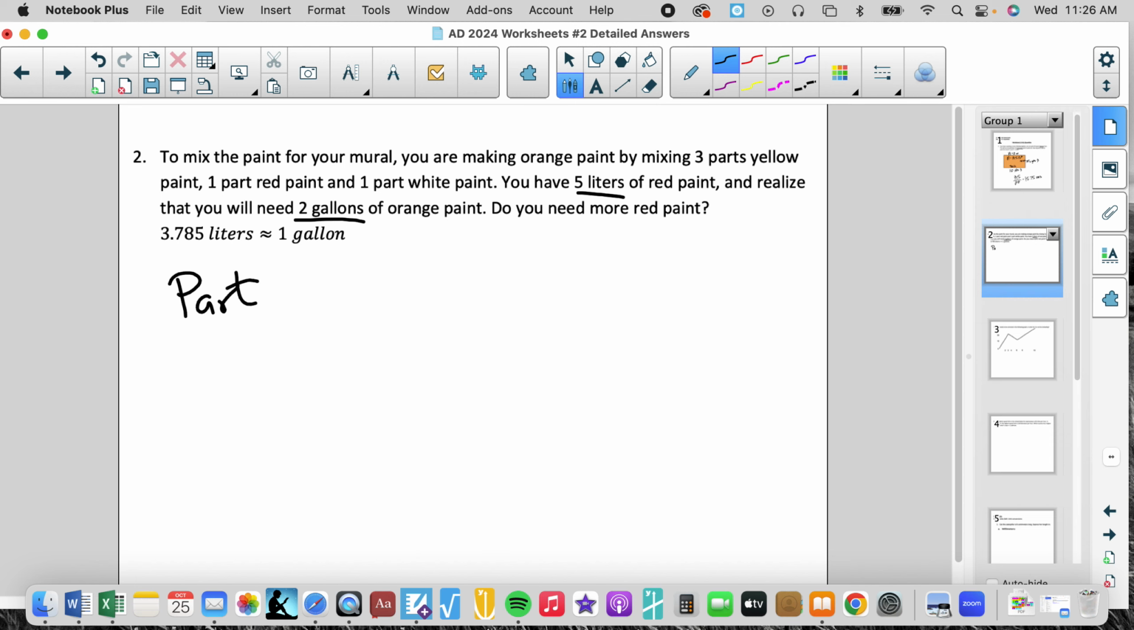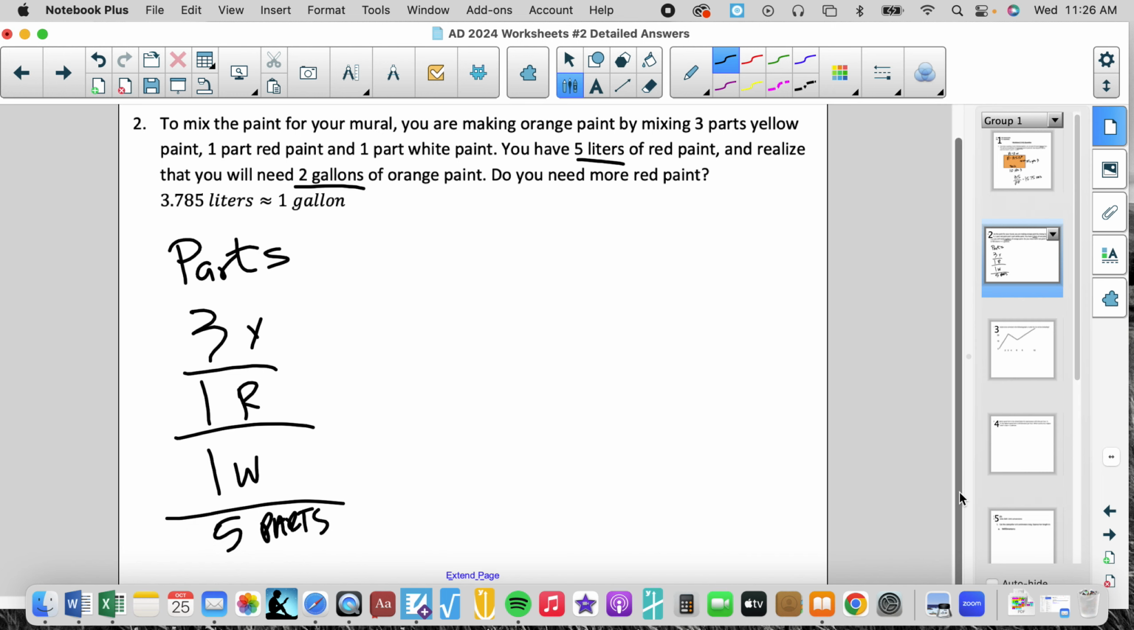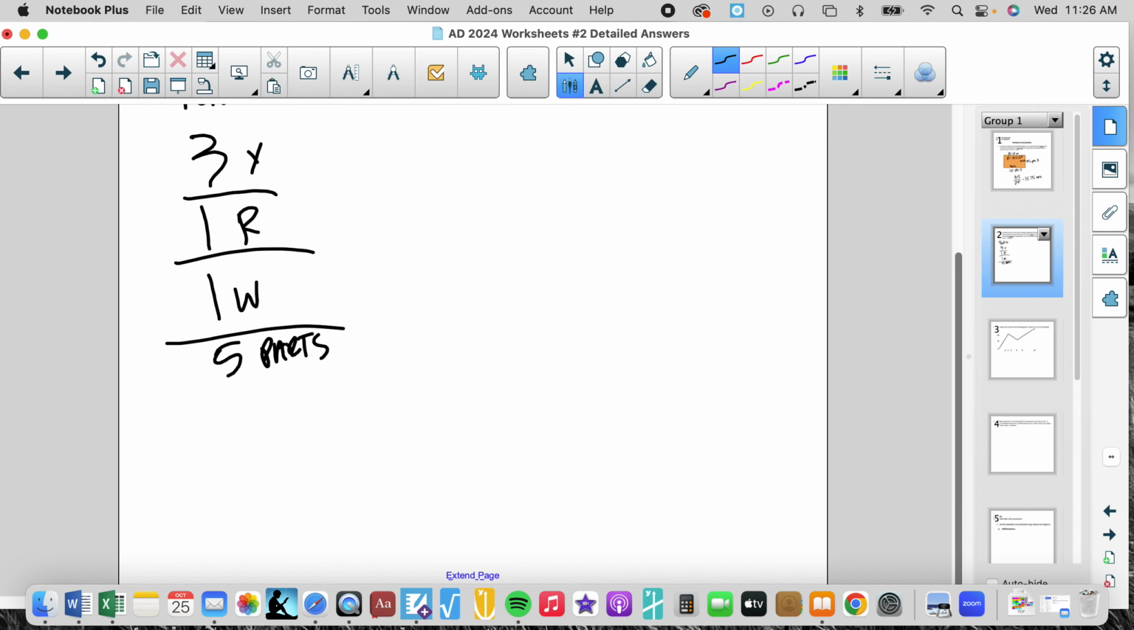So let's see. Orange consists of these parts: 3 yellow, 1 red, and 1 white. Okay, and that's a total of 5 parts. And that's how you make orange. So that is the orange ratio. So to make orange, it needs to be in that color ratio.